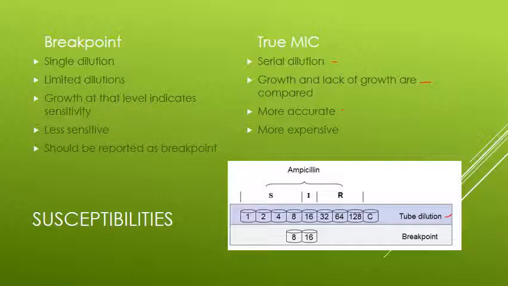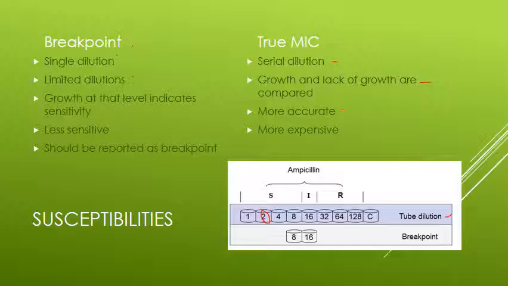However, as you can tell, it's obviously going to be more expensive because you have to do more tubes. More tubes means more expensive. So the breakpoint was developed, and the breakpoint is certainly a perfectly legitimate way to do things. It uses a single or a limited dilution, and the dilutions that are used are based on the levels that are achievable in the patient's blood. So, if I'm doing a tube dilution and I have, say, a level of 2, and I find out that my specimen is sensitive all the way to an MIC of 2, well, that's great. But you can't achieve a level of 2 in the blood, okay?